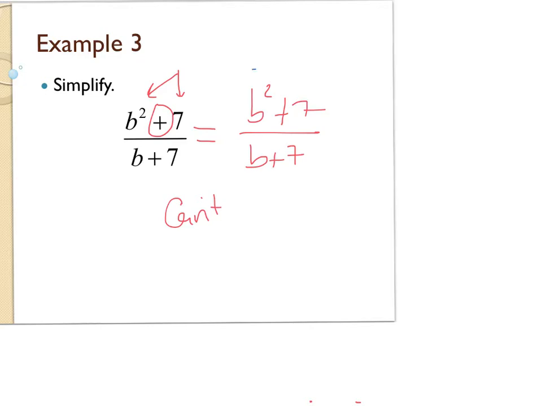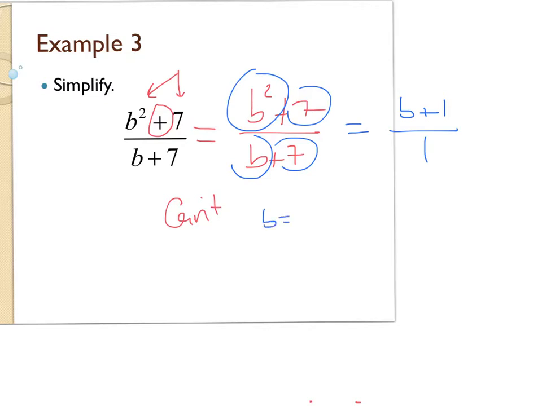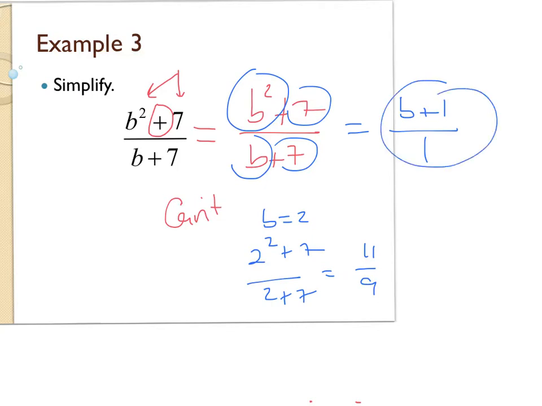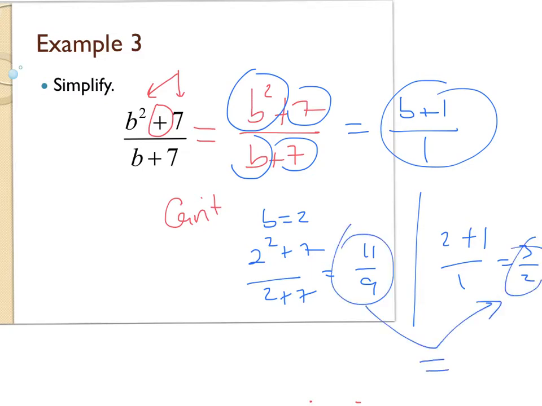So a lot of you are going to want to reduce this and this. And you might say, oh, it's b plus 1 over, I don't know, 1. It doesn't work. The basic way to check is to say, if b was 2, then 2 squared plus 7 over 2 plus 7 is going to equal 11 over 9. Well, if I plug 2 into this, it's 2 plus 1 over 1, which is 3 halves. Are these two equal? They aren't. So the simplification didn't work.